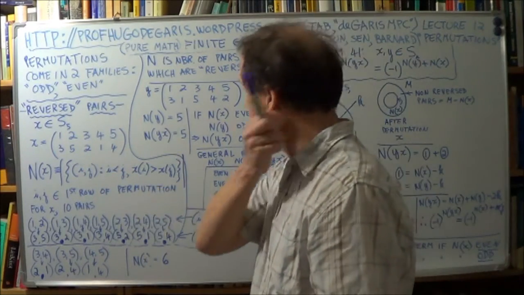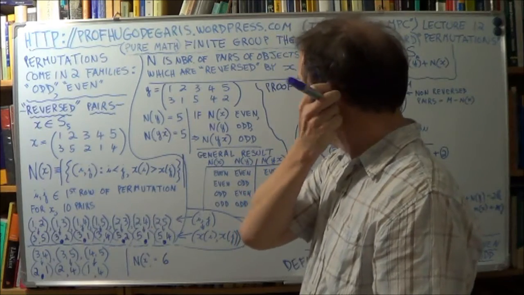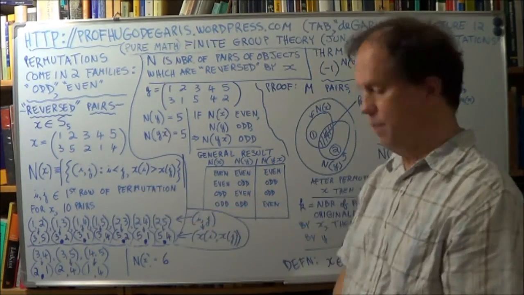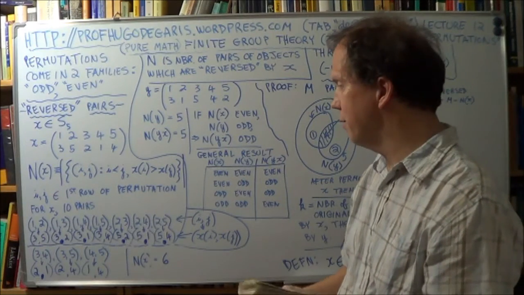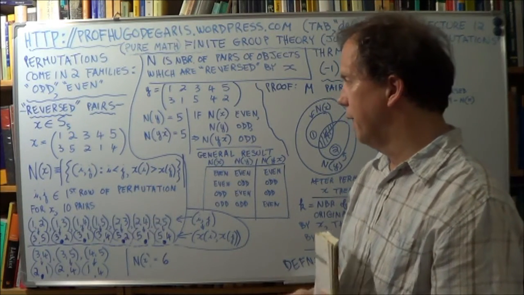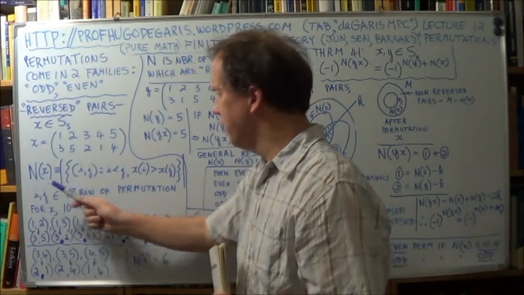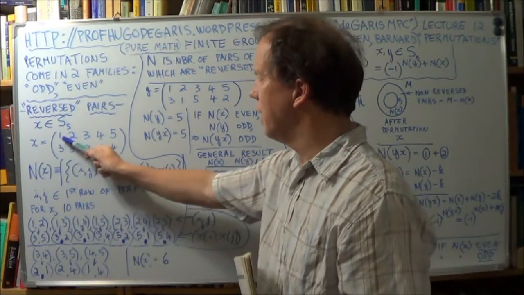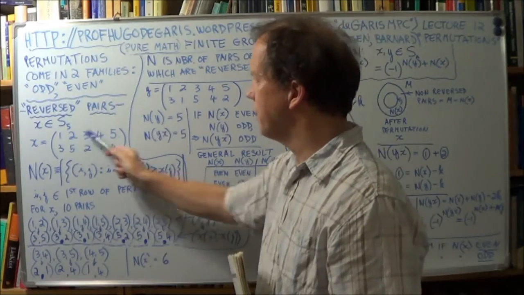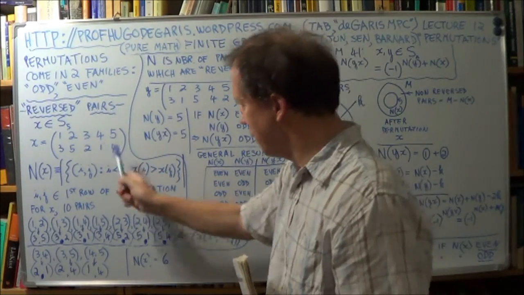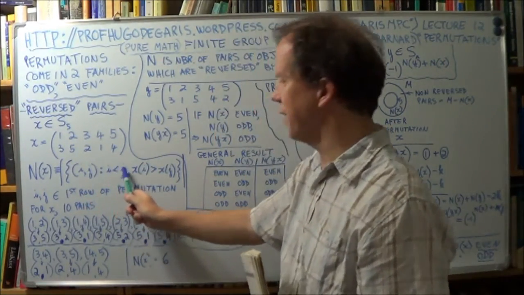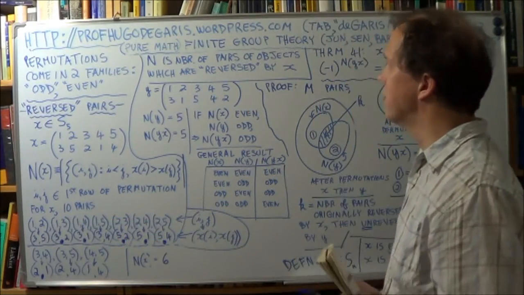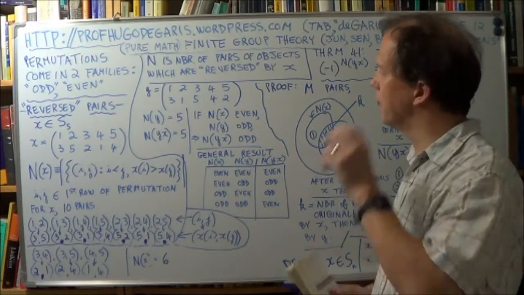So it's the number of pairs that satisfy these two conditions. Okay, so you've got an idea now of what n stands for, the number of reversed pairs. And the pairs, remember, are just any two of these such that the first one is less than the second. And you'll have 10 possibilities, right?